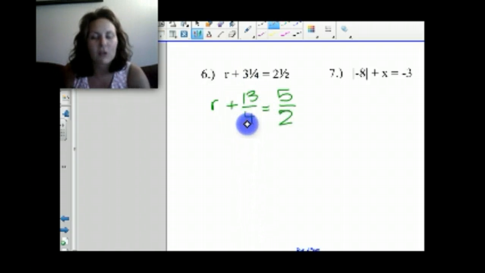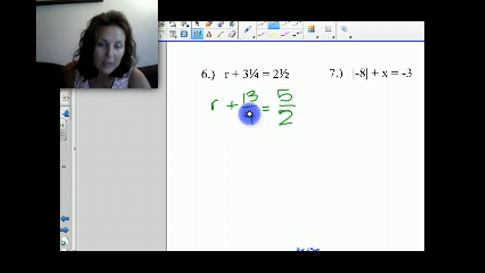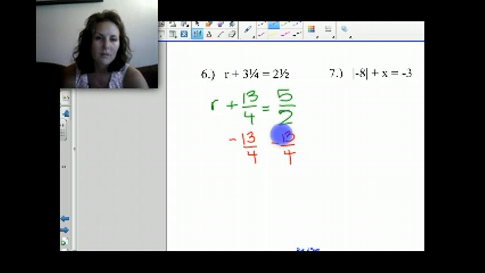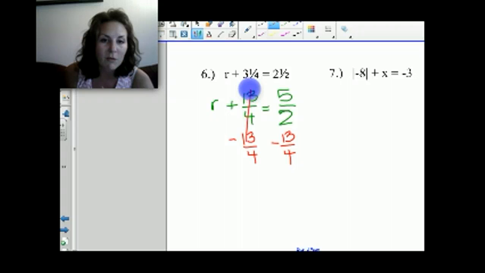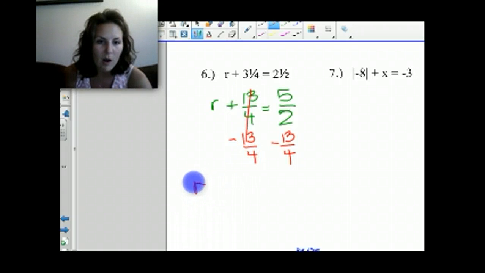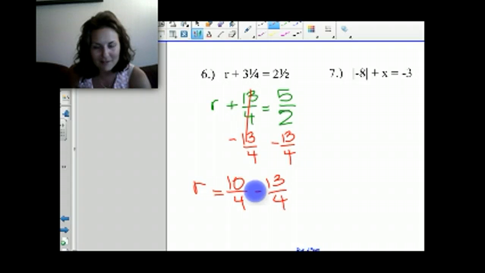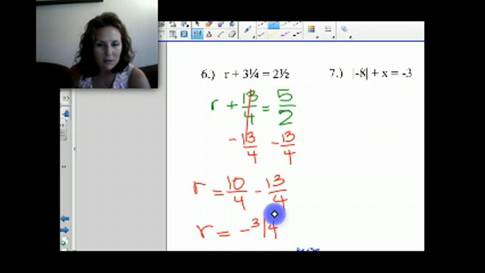Now 13/4 is what won't leave the party. So, since it's plus, we're going to subtract 13/4 from both sides. 13/4 minus 13/4 is 0, so it cancels. So R equals, what do we need? Common denominator. Nailed it. 5 over 2 becomes 10 over 4 minus 13 over 4. And R equals negative 3/4. Circle.